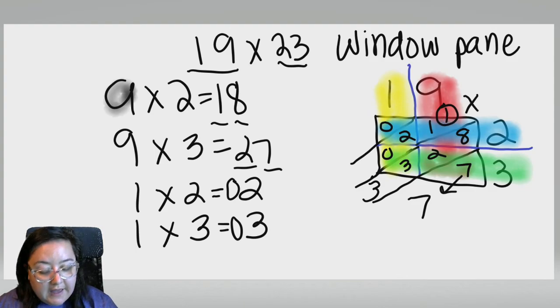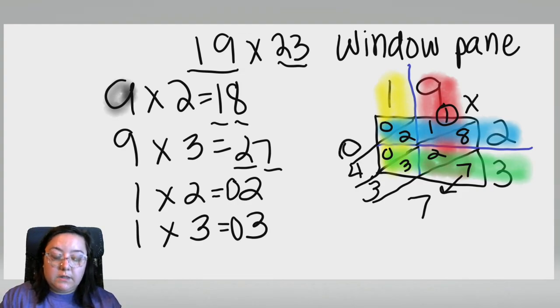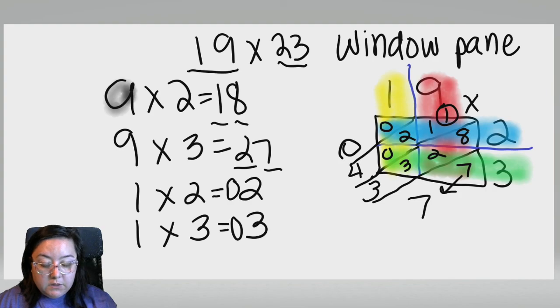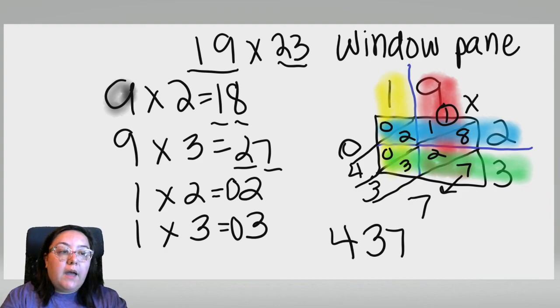In this group, we have 1 plus 1 plus 2 plus 0. 1 plus 1 is 2. 2 plus 2 is 4. Now, this 0 right here has no value. It does not affect our number. You can bring it down if you'd like, but it's not going to be a part of our final product, which is 437. So as you saw on the last method that we used, we got the same product, but this was just another way to do it.